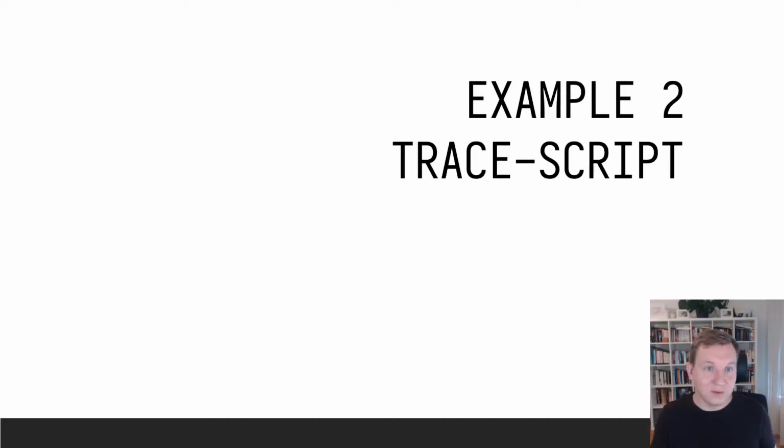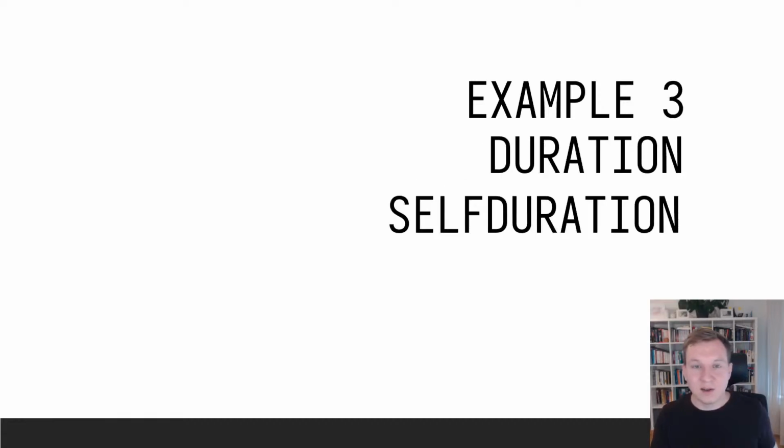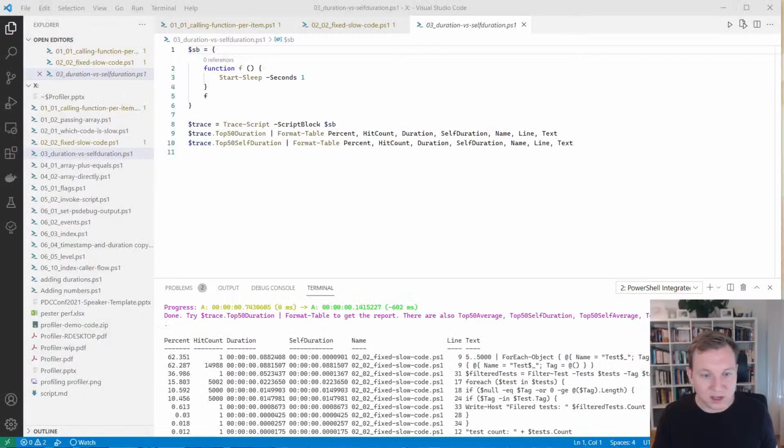So we already went through example number 2, actually. It's the Trace-Script one. Now we can look at duration and self-duration. Those can be a little bit confusing, and you can see them here in the output. Let me just switch back to the scene. So here we have a duration, and here we have a self-duration.